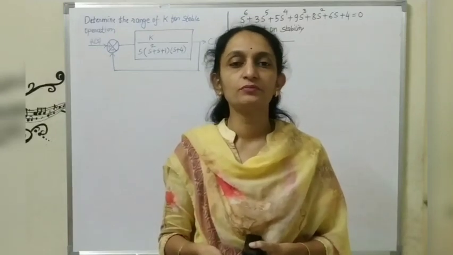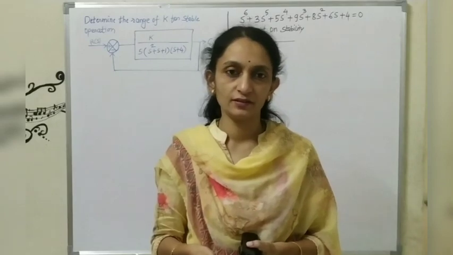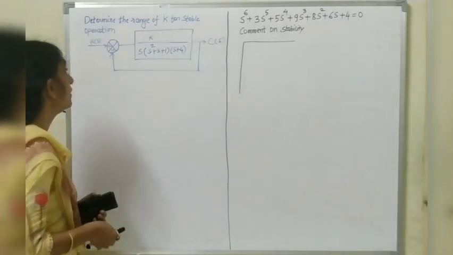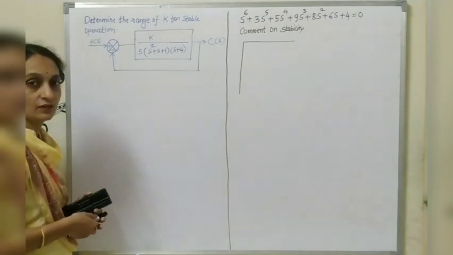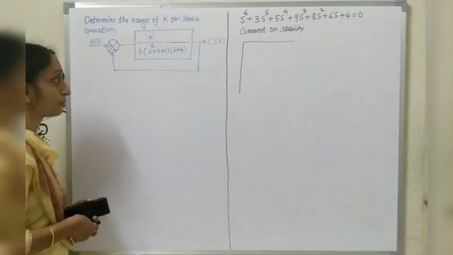Hello students, today we will solve numericals on Routh stability criteria. Okay, so let's see. First numerical is: determine the range of k for stable operation.